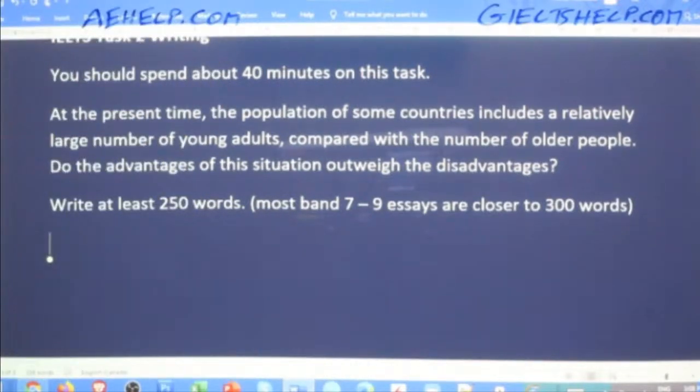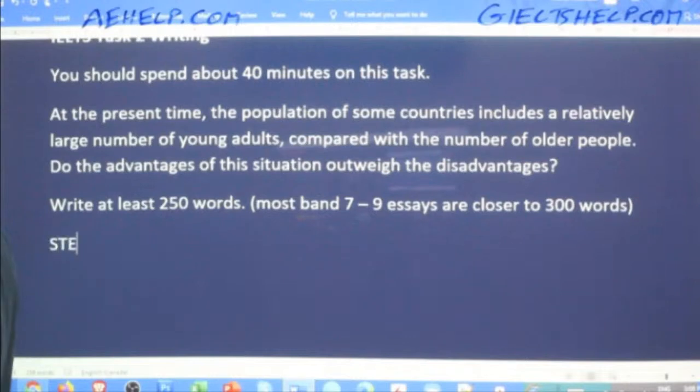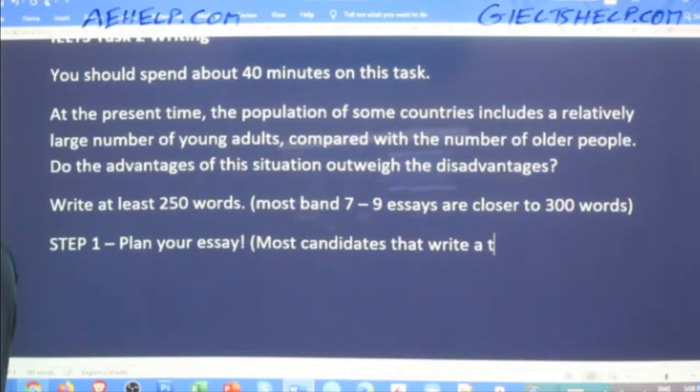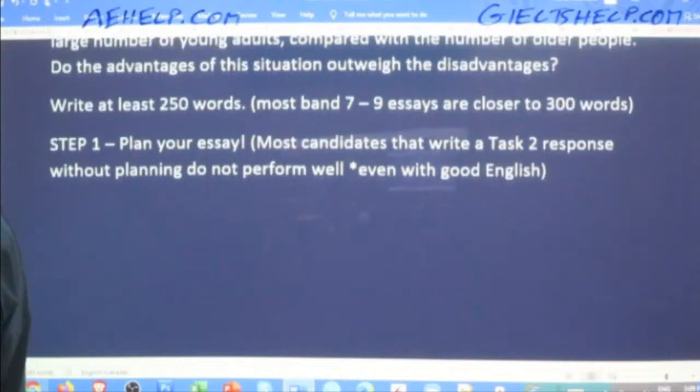All right, first step, everyone, and this is not your essay yet, this is just your planning, okay? Your first step is planning. So step one, plan your essay. It's very dangerous to just start writing your answer. Most students who just simply begin writing an answer do not get high bands, even if they have good English. So keep that in mind. Most candidates that write a Task 2 response without planning do not perform well, even with good English. And that's true even for native speakers and university students. So plan your essay, okay? It's really, really important. Step one of planning is paraphrase, okay?